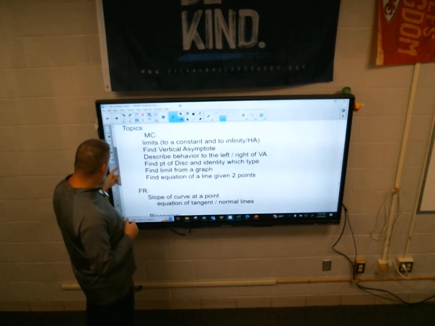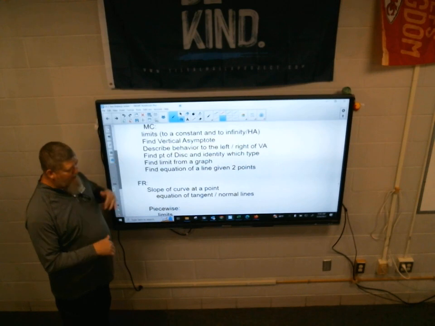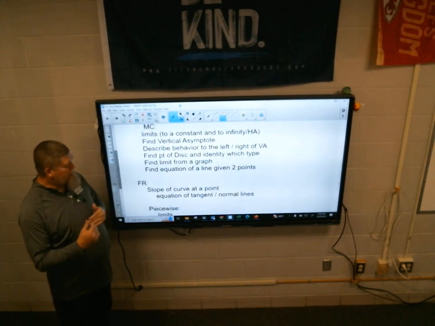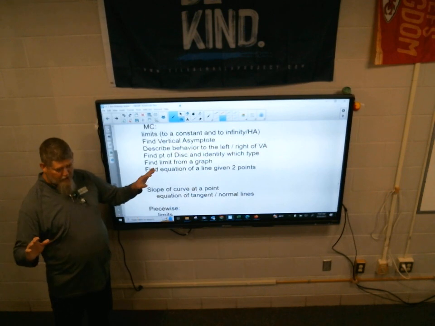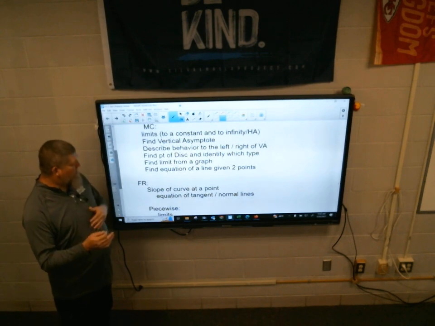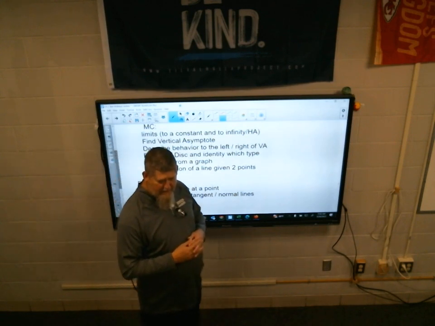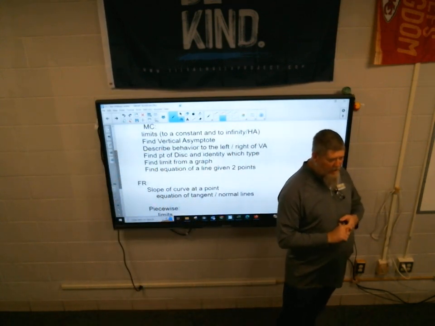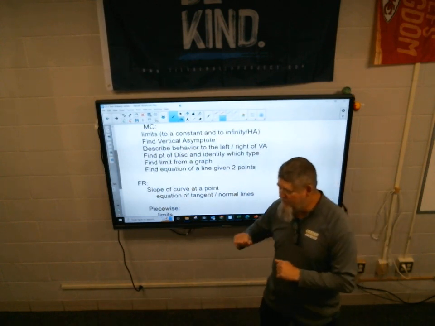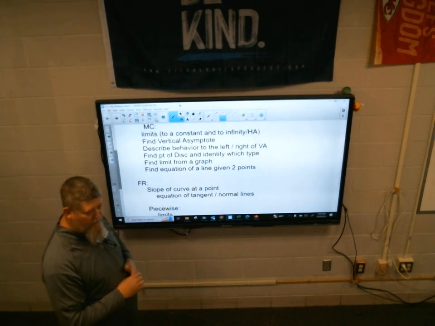Okay. So here's what's on it. The multiple choice section has limits to a constant and limits to infinity, just exactly like the quiz. Find the vertical asymptote. Describe behavior to the left or the right. So on yours, you can graph them and just tell me what's happening on the left hand, what's happening on the right hand, whichever one I'm asking for. Find a point of discontinuity and identify which type of discontinuity it is. What are the types of discontinuity? Zero over zero? No, that's indeterminate. For instance, this is one specific type of discontinuity. We call that a jump, right? It's a jump, outstanding. So it's a jump discontinuity. What other types of discontinuity do we have?